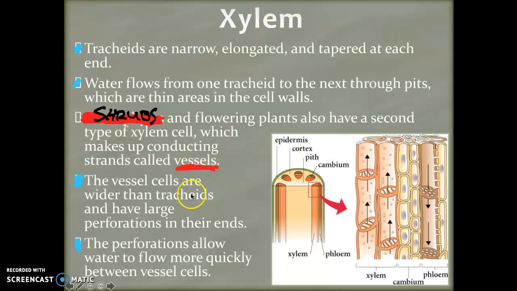These vessels are going to be wider than tracheids and have large perforations in their ends. For shrubs and flowering plants, this actually makes sense because they're going to be smaller, and since their cells are wide and not as long, that keeps them small and allows them to move water more quickly when they need it, right?